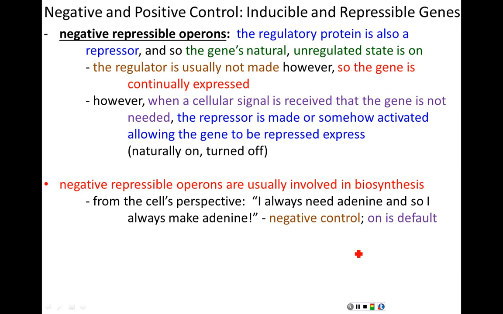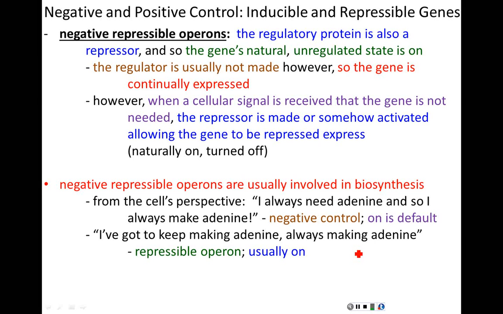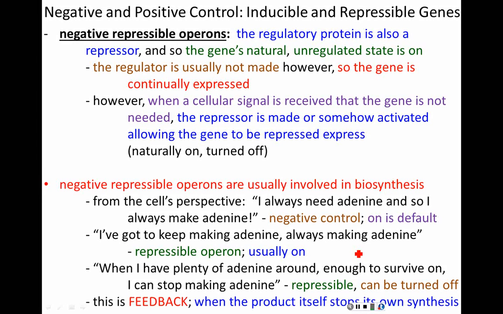From the cell's perspective, I know I always need adenine. I know I'll almost always want to make adenine. So my genes are naturally on, and I normally leave them on. I've got to keep making adenine. I can't ever stop making adenine. But in the rare circumstance that there's plenty of adenine in my environment, I can stop making adenine. And so at that point, I can repress my operon and save some energy.